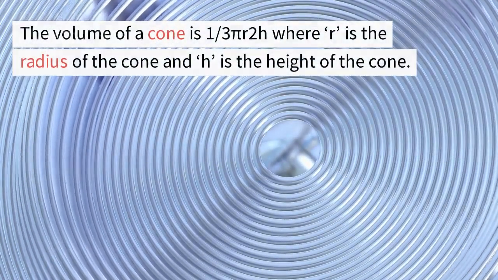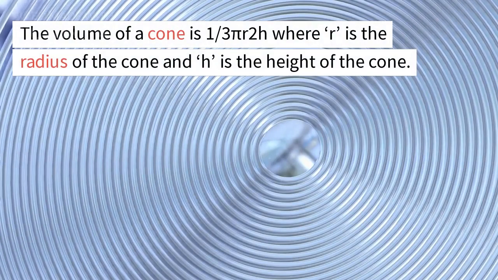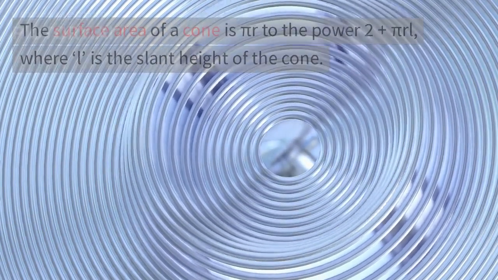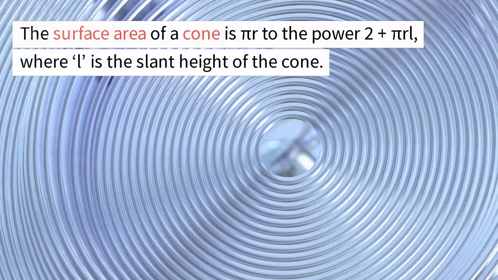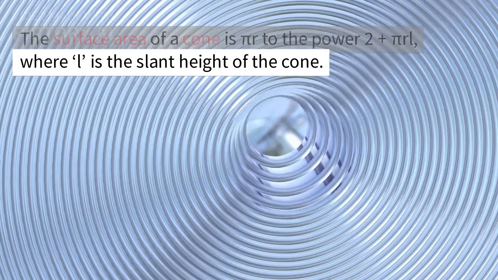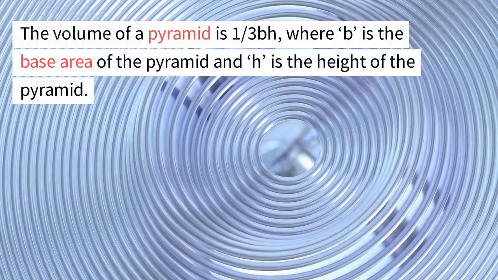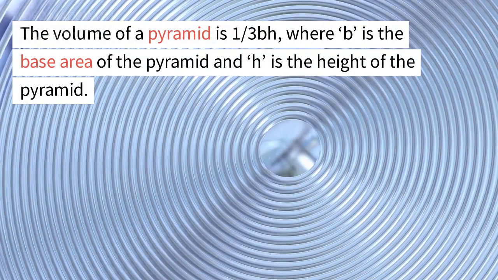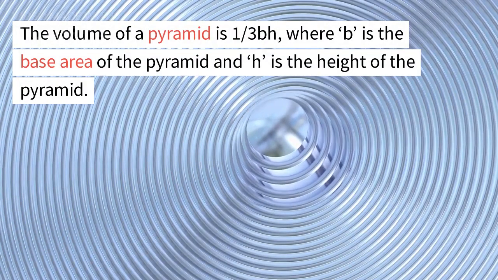The volume of a cone is 1/3 pi r2h, where r is the radius of the cone and h is the height of the cone. The surface area of a cone is pi r to the power 2 plus pi rl, where l is the slant height of the cone. The volume of a pyramid is 1/3 bh, where b is the base area of the pyramid and h is the height of the pyramid.